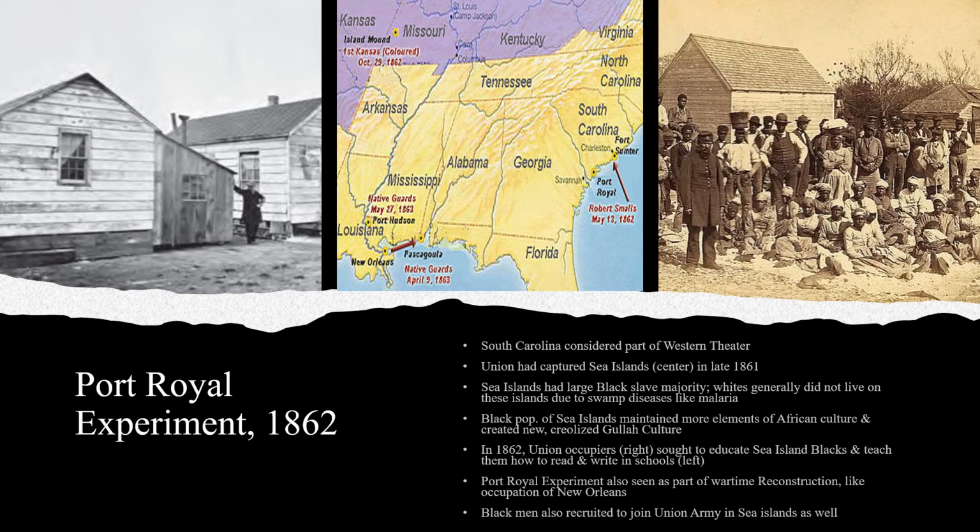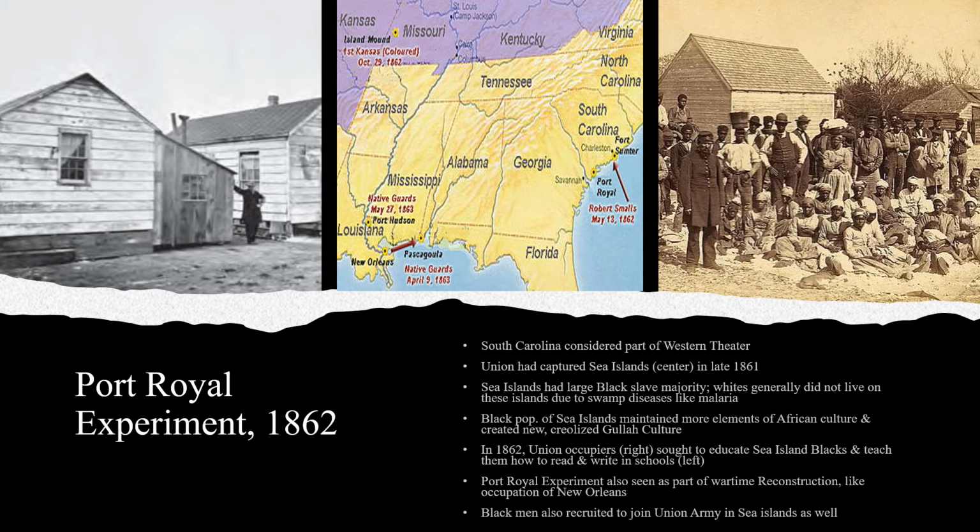On the South Carolina coast, which is also part of the Western Theater, the Union also used its naval might to establish a presence in the Sea Islands. The North had captured these islands back in 1861, but the Union would increase its investment in the region in 1862. As you will remember from a previous lecture, the Sea Islands had a black majority, and the African Americans of the region had developed their own unique Gullah culture.